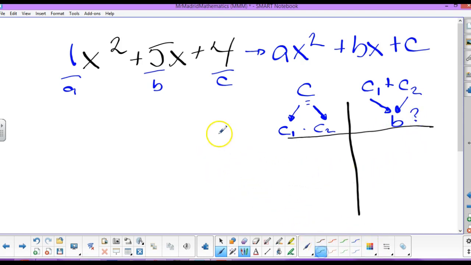If this is a little too intense, let me go ahead and substitute so that you can follow. Now what I'm going to do here is create this table. What I've got to do is identify C, which is 4.